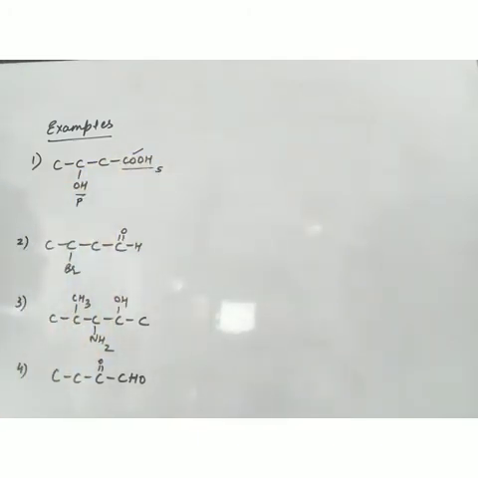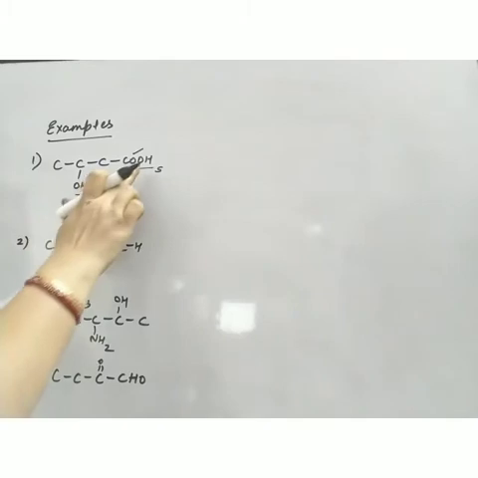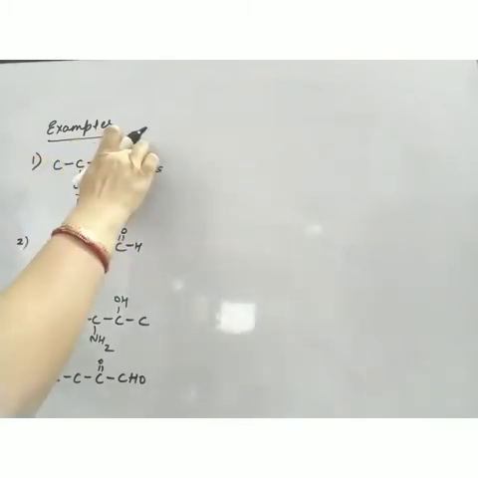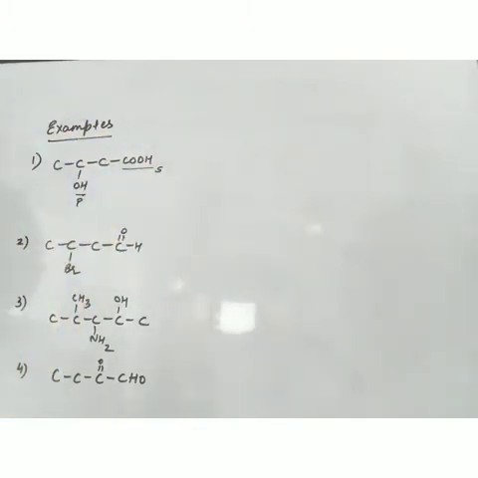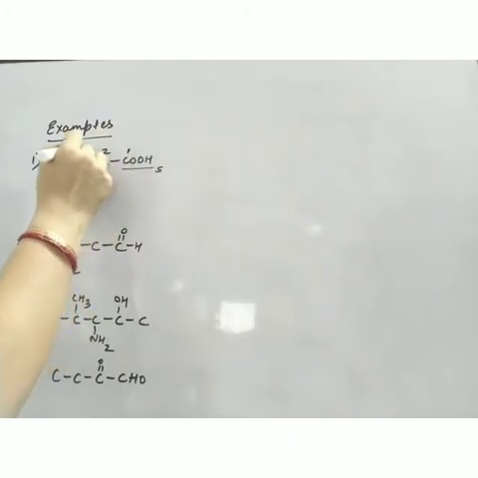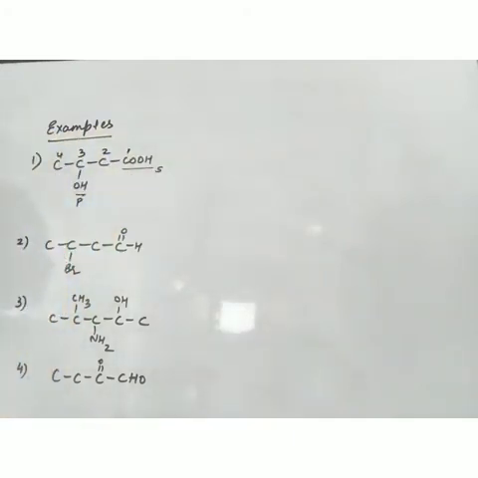Now numbering is done by keeping the principal functional group in our mind, so it is always given preference. I know that whenever acid is there, the numbering starts from here itself. There is no lowest number rule for acid. The carbon of acid is always given the first number.